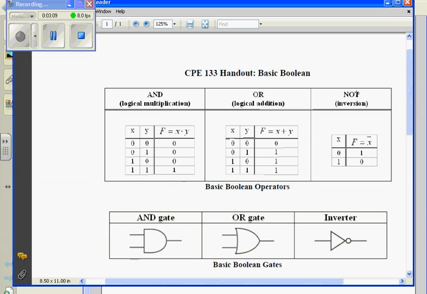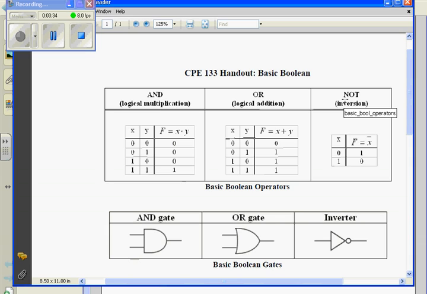Now we have the NOT operation. The NOT just means an inversion. So if we're inverting an input x of 0, the output is going to be the opposite of it. So the opposite of 0 is 1, the opposite of 1 is 0. So AND, OR, and NOT. These are the 3 basic Boolean operations that we do with binary numbers.